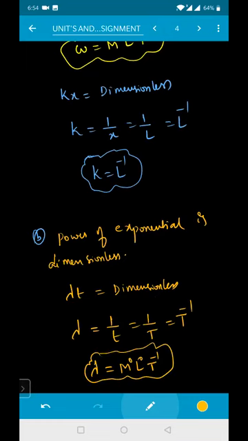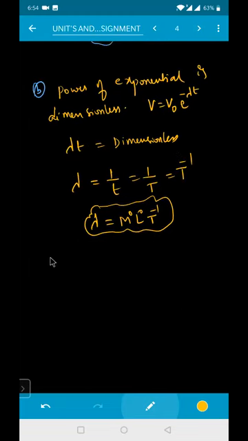Check it out once. Power of any exponential is always dimensionless. So what is the power right now here, beta? Given the relation v is equal to v naught exponential to the power of minus lambda into t. Exponential power is dimensionless, so lambda into t is dimensionless. So lambda, if I take this t here, will become 1 by t, which is t power minus 1. So the dimension of lambda is t power minus 1, or you can write m0 l0 t power minus 1. Is that clear? Yes, sir.